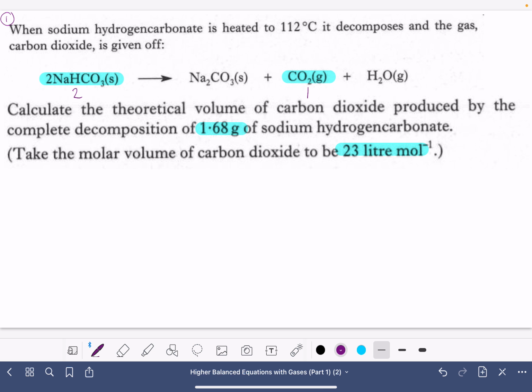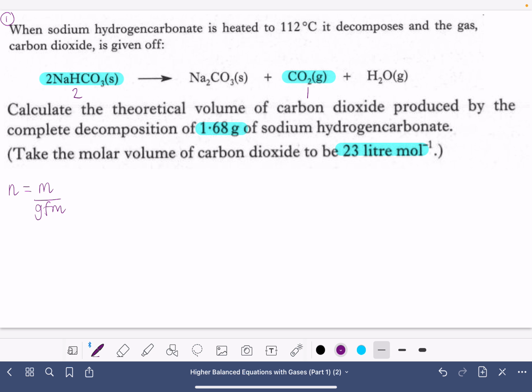Because I've got 2 moles of the sodium hydrogen carbonate and 1 mole of the carbon dioxide in the balanced equation, I need to work out now how many moles I actually have. For the sodium hydrogen carbonate, it's a solid and I know what the mass is. So I'm going to start off by working out the number of moles I actually have, and I do that with the mass over gram formula mass relationship.